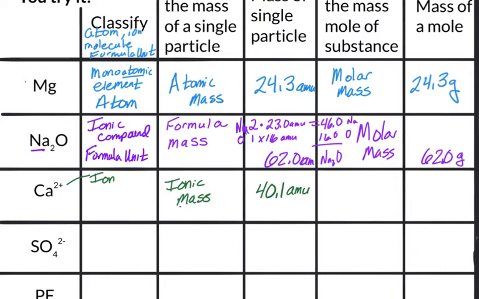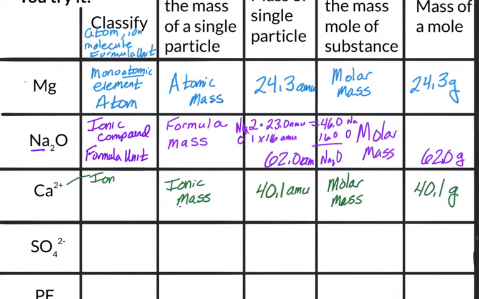The name of the mass of 1 mole of that substance is the molar mass. In this case, it would be the molar mass of the calcium ion. And finally, what is the mass of 1 mole of calcium ions? That will be 40.1 grams.